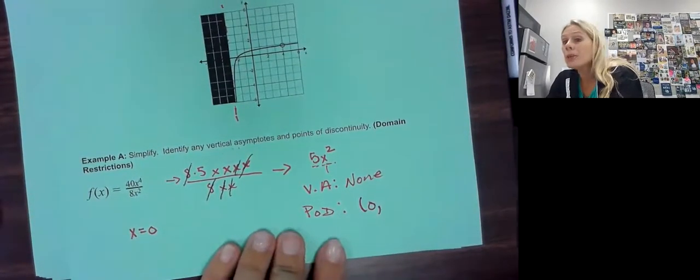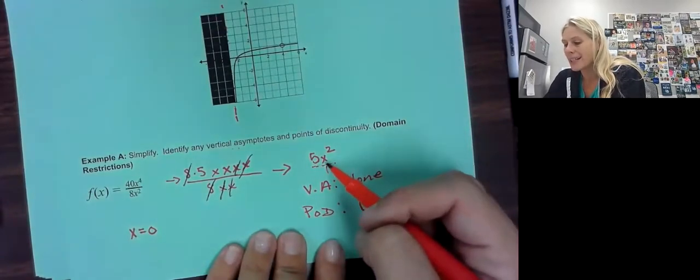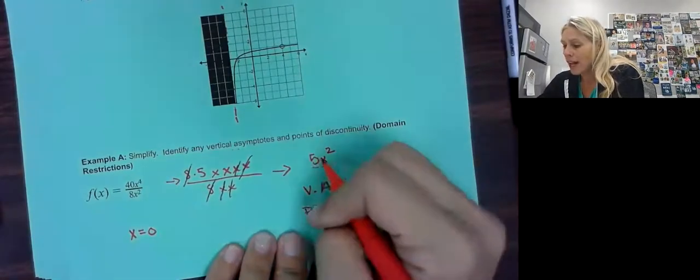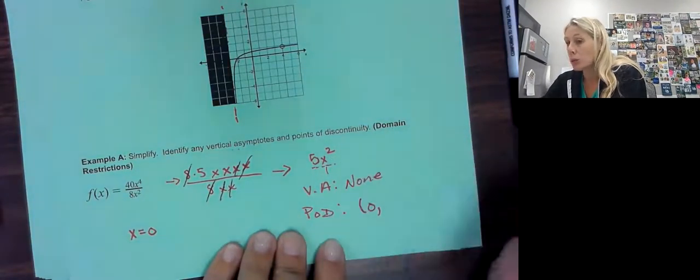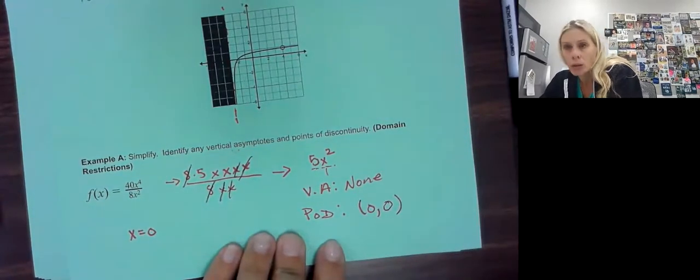But what we do need to find out is where that hole is. So what we do is we plug that x value back into the function. So 5 times 0 squared is 0. So there is a hole right at the origin.